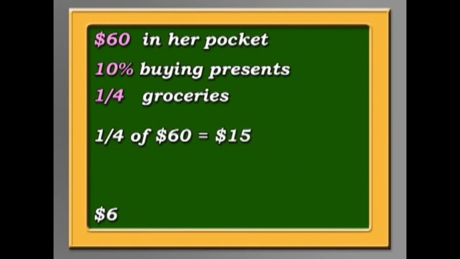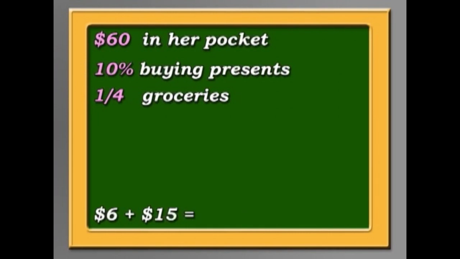So she spent $15 on groceries and $6 on her grandchildren. How much is that? $21. And we know she spent $30 on CDs. So how much money did she have left? Work it out for yourselves.